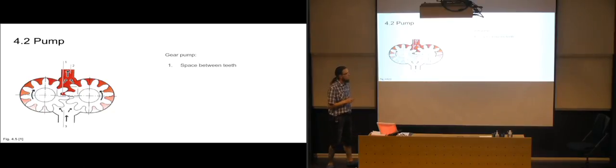So there will be space between the teeth here, and that's basically our displacement volume. This is the amount of fluid that it's moving for each rotation between the teeth. And we'll have a pressure chamber, that is the part 2 here. And then we'll have the third, which is the suction chamber. This is where it sucks up the fluid.